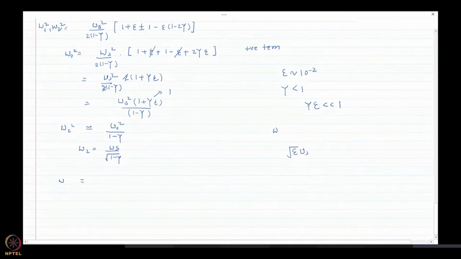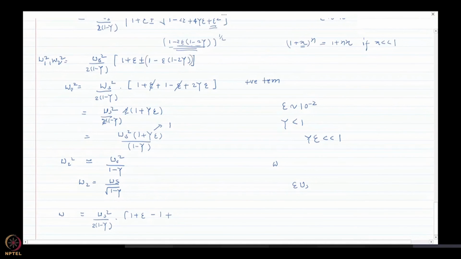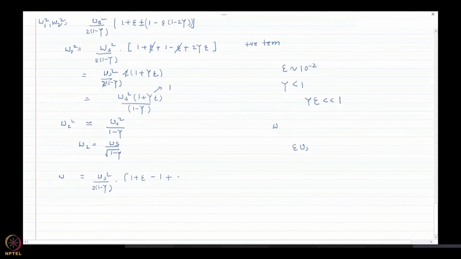Okay, let us see. When I take the negative sign, this expression would be omega s square times, okay, so omega s square 2 times 1 minus gamma times 1 plus epsilon minus 1, and then this would become plus, so I should maybe put this whole thing inside a bracket. Okay, this is plus zeta times 1 minus 2 gamma.